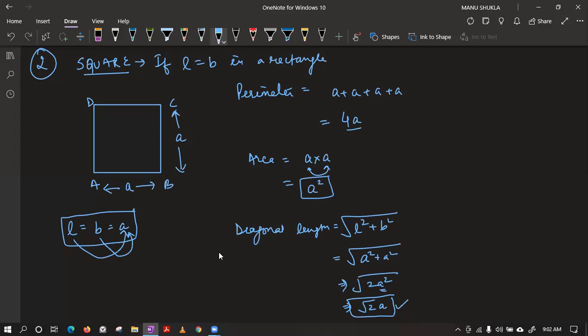I hope it is clear to everyone. No, no, not Krishna, not under root 3A, it is under root 2A. Under root 3A will come in the case of cube. Okay, okay, okay, Krishna, fine. In the case of cube, it is fine.